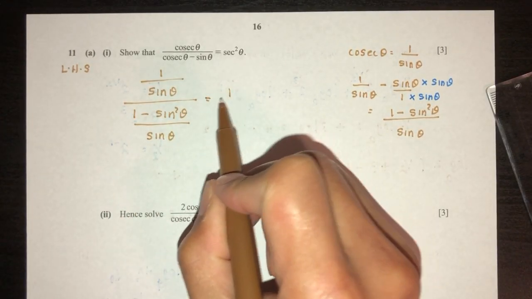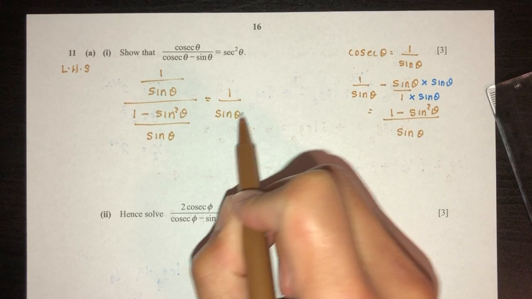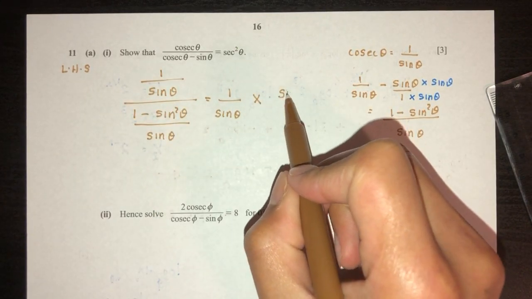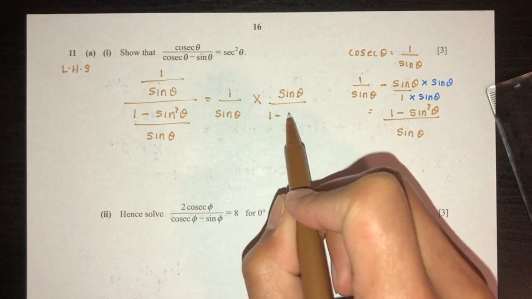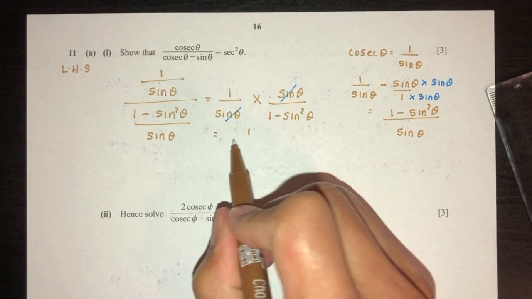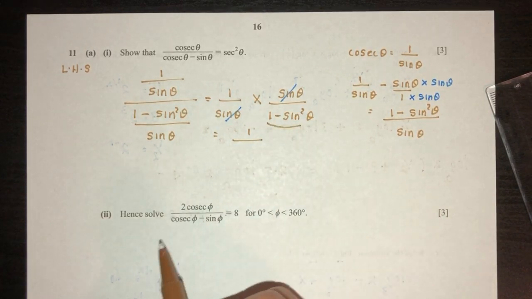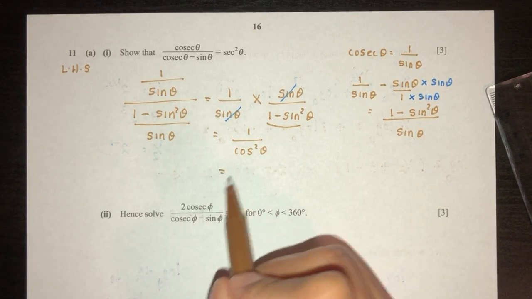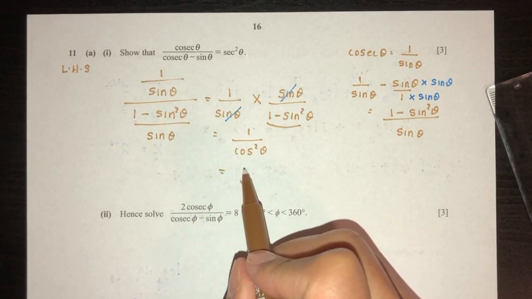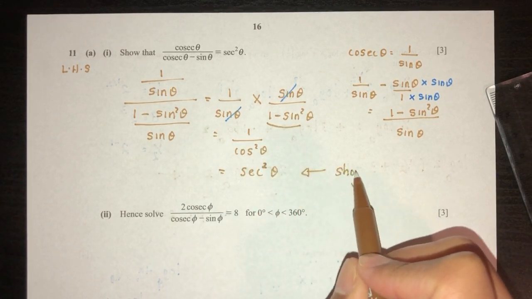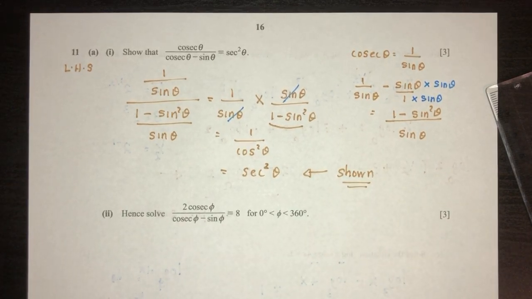That is equal to what? 1 over sine theta multiplied. When you change divide to multiply, you have to flip this upside down. It will become sine theta over 1 minus sine squared theta. Now these two will cancel out, and that will become 1 over, what is 1 minus sine squared theta? You have to know that is cos squared theta, and 1 over cos is sec theta, so that will become sec squared theta. Okay, and this is shown as required. That is part A of the question.